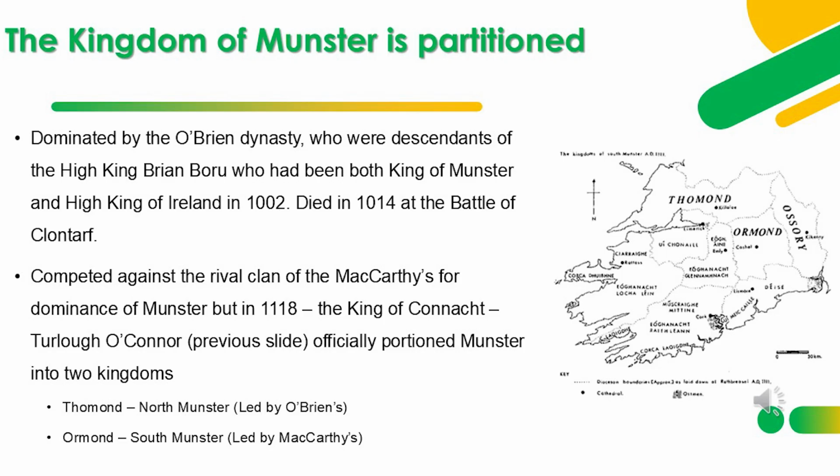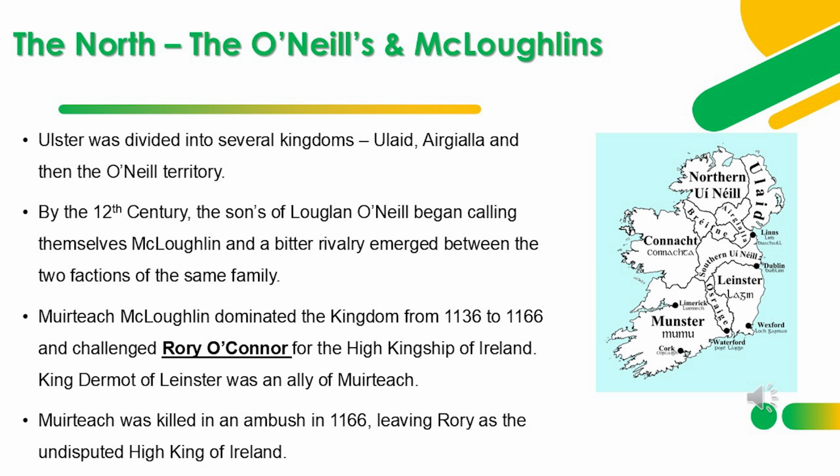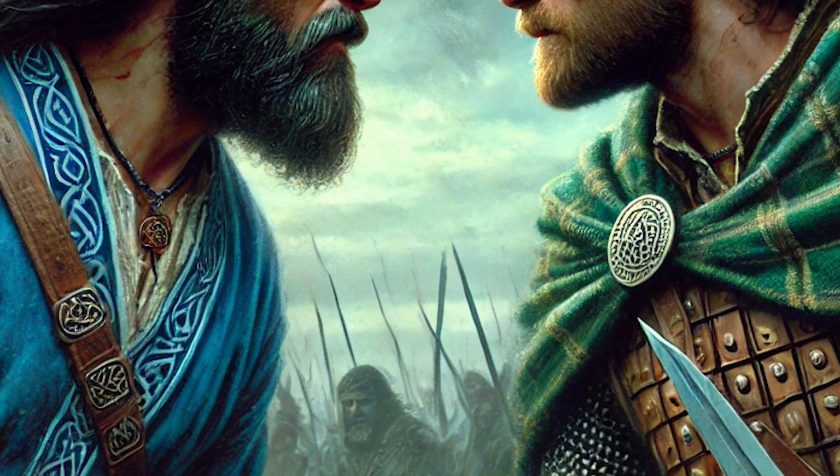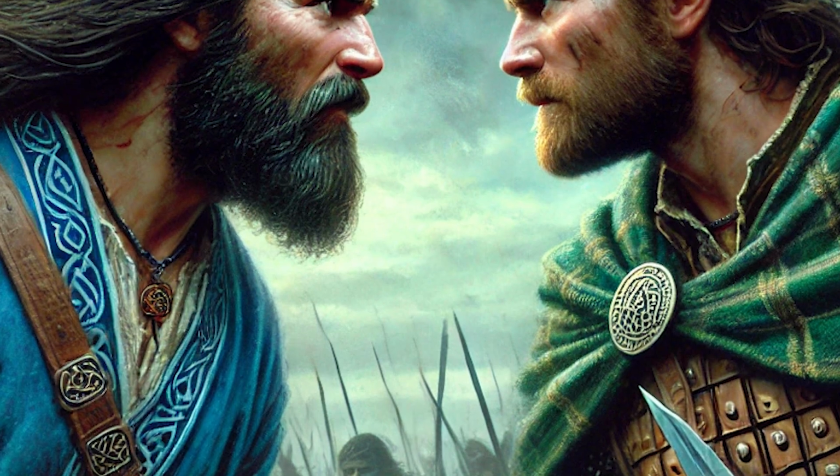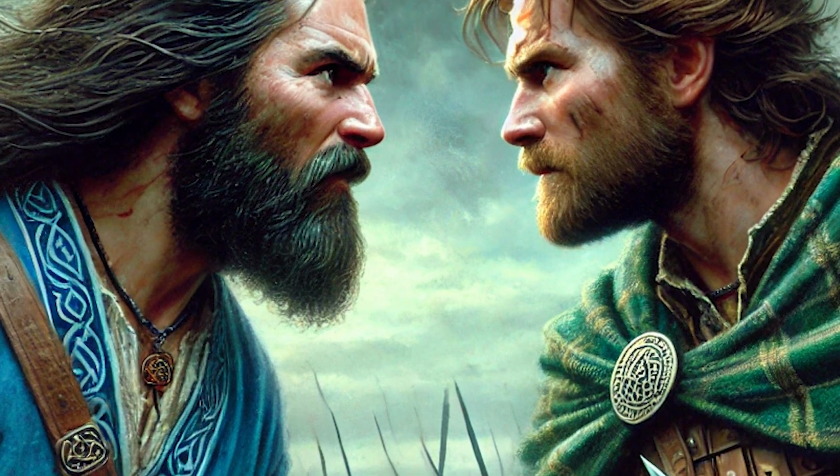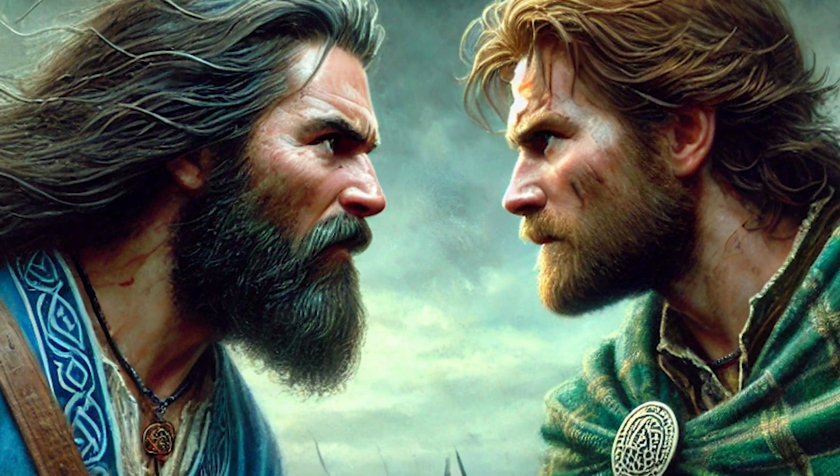Now, the north was divided into several kingdoms. We had Ulad, Argilla, and the O'Neill territories. And even within the O'Neill territories, there were a lot of smaller kingdoms. By the 12th century, the sons of Lachlan O'Neill began calling themselves MacLachlan, or Sons of Lachlan, and a bitter rivalry emerged between two factions of the same family, with the O'Neills and MacLachlans competing against each other to rule this land. Murtagh MacLachlan dominated the kingdom from 1136 to 1166, and he was that challenger to Rory O'Connor for the High Kingship of Ireland.